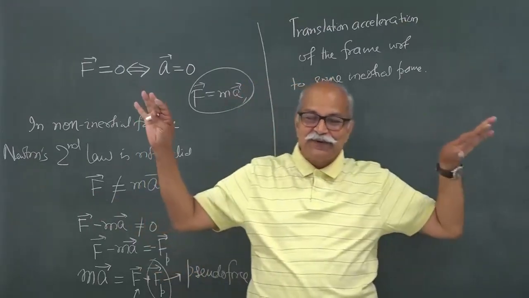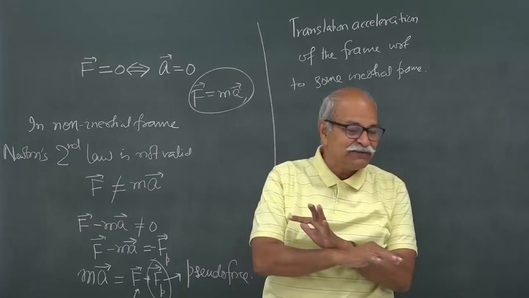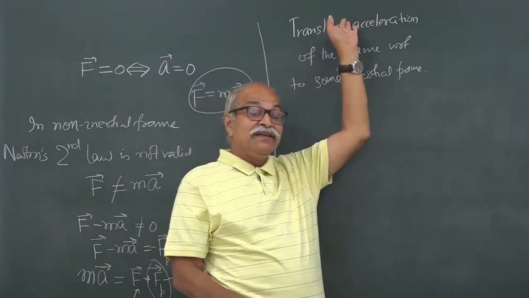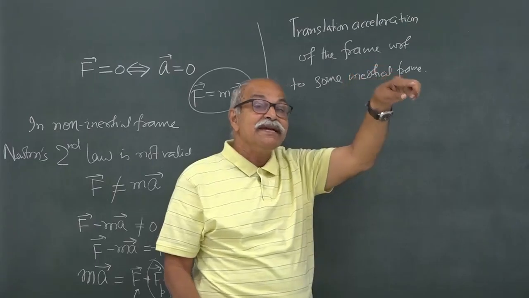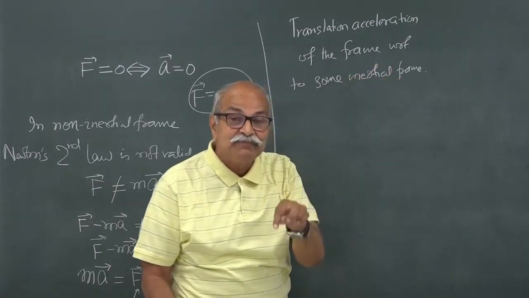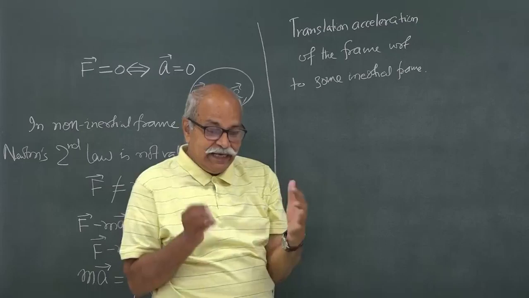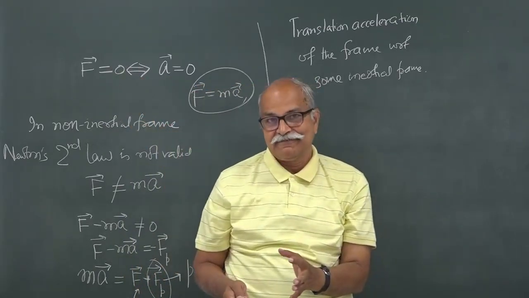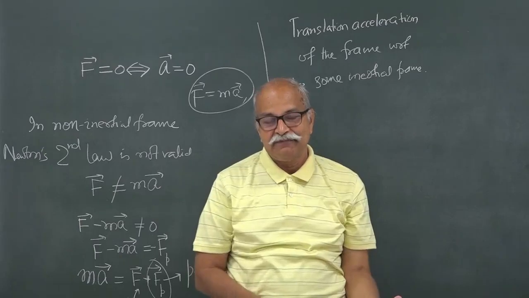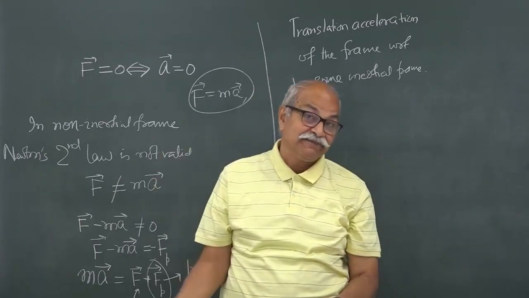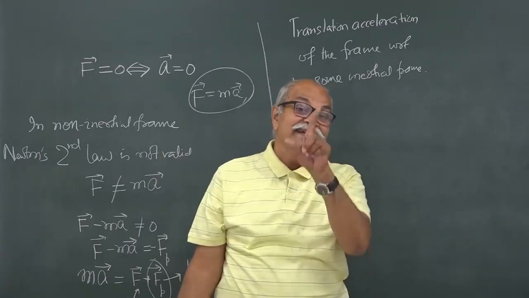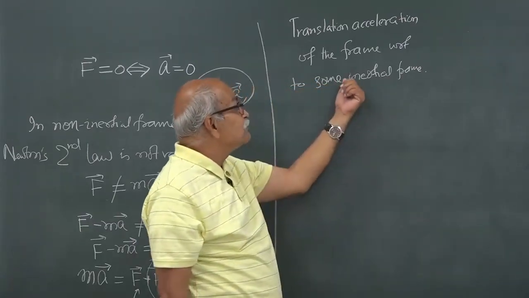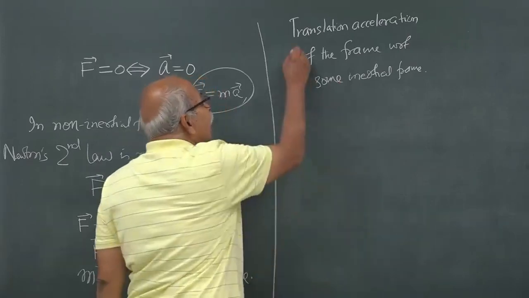Anyway, suppose we do have an inertial frame of reference and then there is some non-inertial frame. That non-inertial frame will be accelerated with respect to this inertial frame, because any frame which is moving with uniform velocity with respect to an inertial frame is also an inertial frame. So, if it is non-inertial, it has to have an acceleration with respect to some inertial frame.